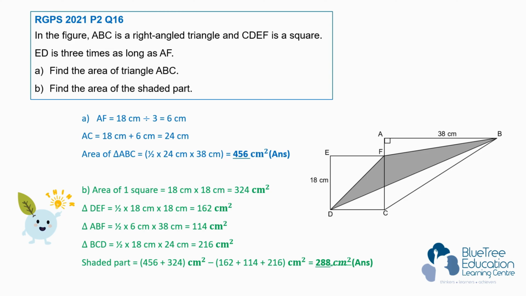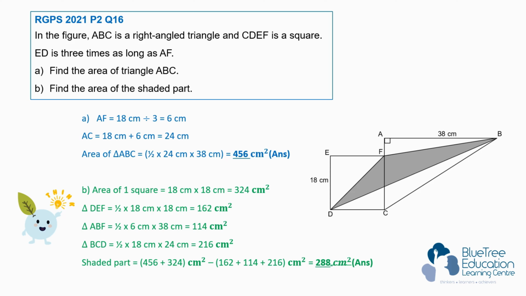Question 16. In the figure, ABC is a right-angled triangle and CDEF is a square. ED is 3 times as long as AF. Part A. Find the area of triangle ABC. Okay, so first let's find the unknown, which is AF.